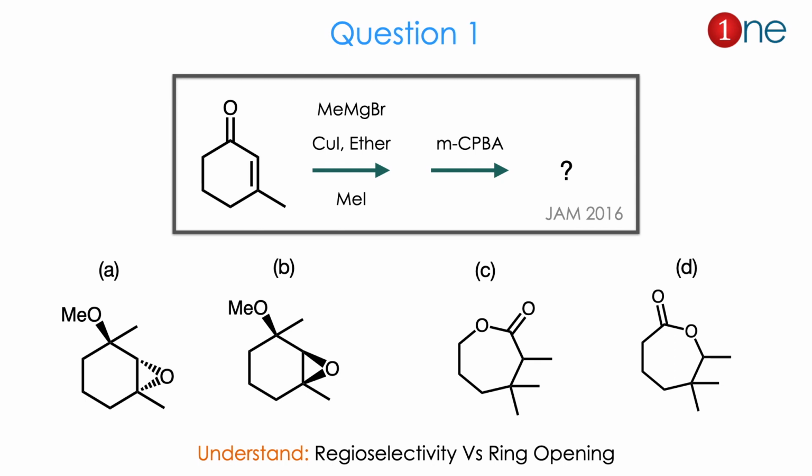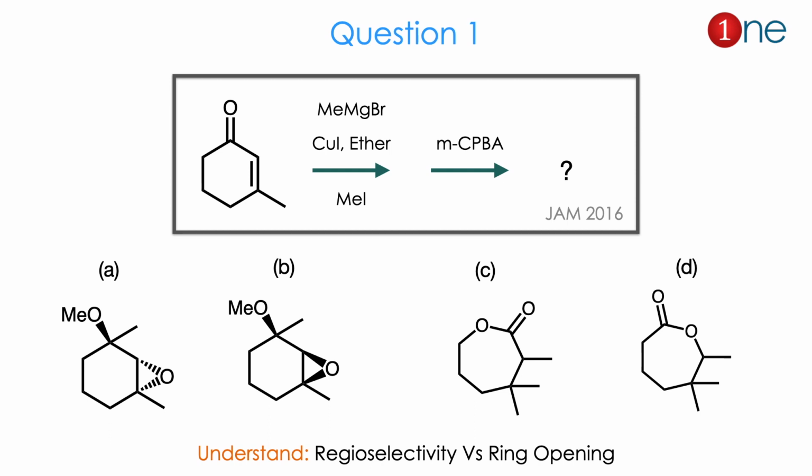Let us see question number 1. The starting material is a conjugated ketone with a methyl group on the third position. You are using methyl magnesium chloride, copper iodide and ether. In the next step you are using methyl iodide. Further you are using meta-chloroperbenzoic acid. They ask you to find the product.